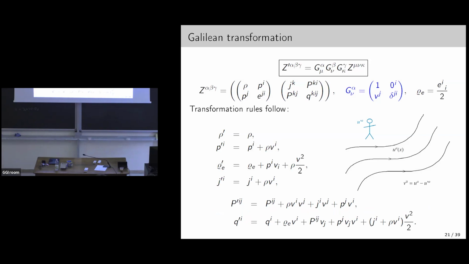And please look at the transformation rules of the different quantities. Density doesn't change. Momentum, where the indexes denote the space-like parts, changes like a vector. Energy density changes in this way. This is the kinetic energy, as it should be. And of course, the diffusion flux changes this way.